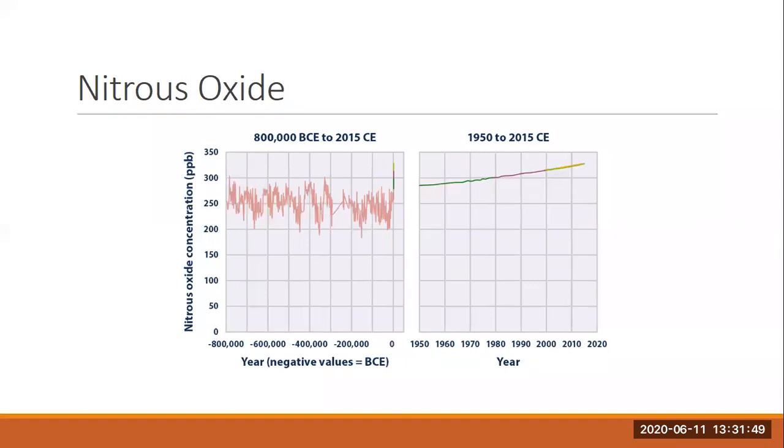For nitrous oxide, again, kind of the same thing. You're seeing that it ranged from around 190 up to about 300 parts per billion. You can see that spike up towards the present era. And then from 1950 to 2015, you can see how those levels have risen.